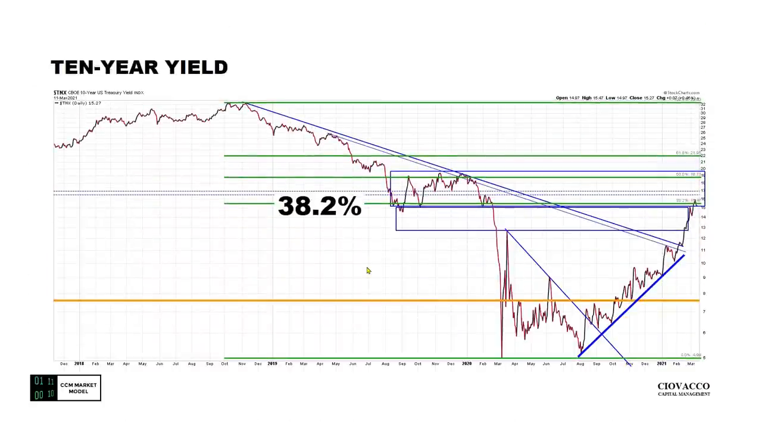Talked about the 10-year yield in last week's video. 38.2% retracement from this A to B move. This would be point A. This would be point B. We have stalled in the general area, but the jury is still out. But this could act as potential resistance.